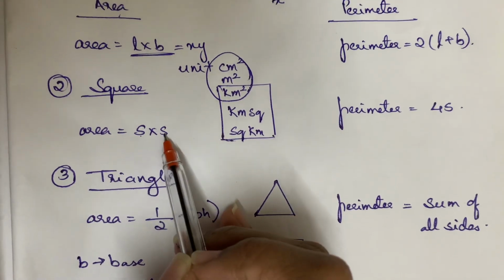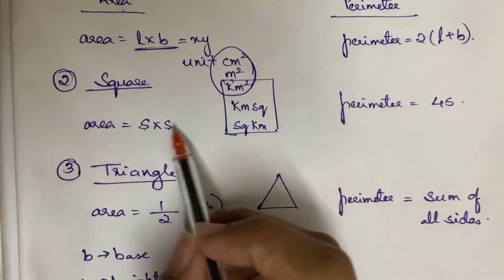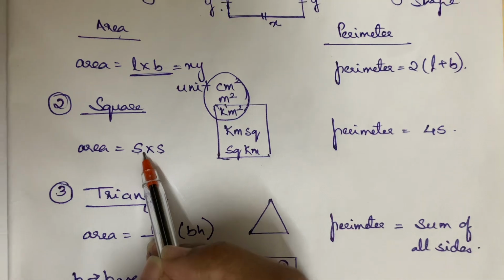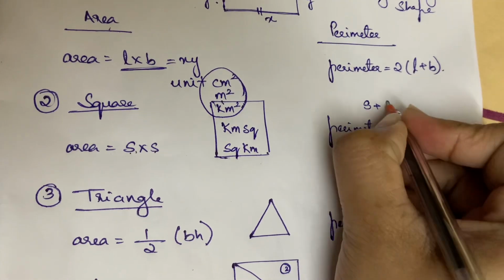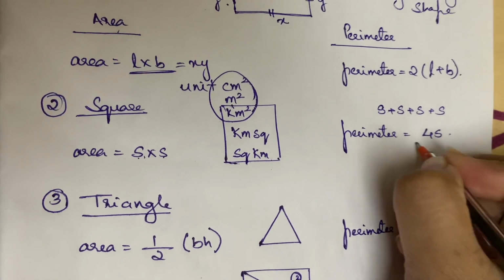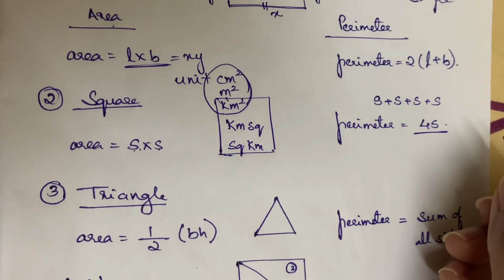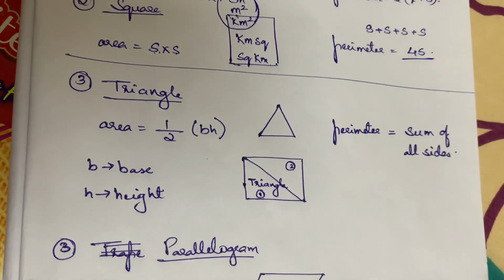Going with the square now. Square area is side into side. Okay, fine. Square area is side into side. The perimeter of the square is the sum of all sides. How many sides are there? There are 4 sides, right? So if I add them all, it becomes 4s. That's the perimeter of it. These are the 2 that you're going to use in the first exercise.